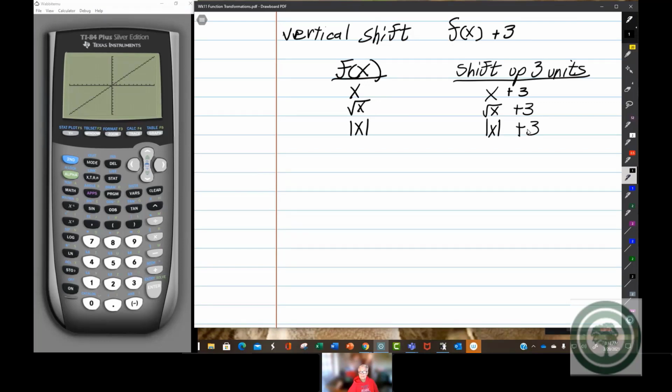So what if X was on the left and Y was on the right? Would we then write it on the left? To write something as a function, you've got to have Y on the left. Okay.